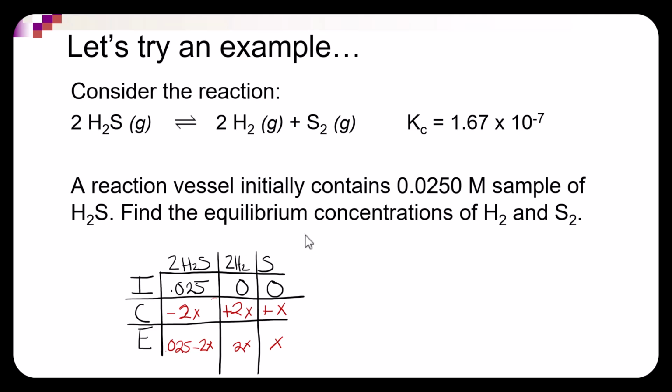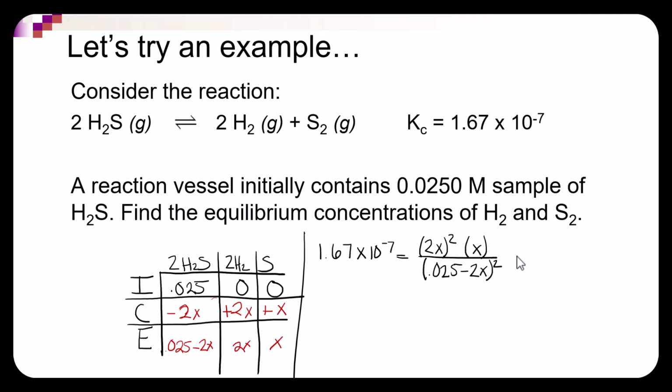Now we're going to plug this into our K equation. So we're given the value for K. So we've got 1.67 times 10 to the negative 7th equals, and we've got this hot mess over here. So products over reactants. So products are going to be 2x squared times x, and reactants are going to be 0.025 minus 2x, and that is squared.